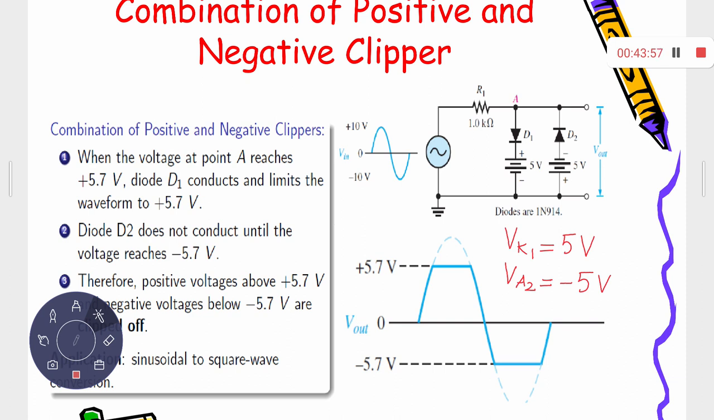Now, for the second diode D2, what happens in the positive half cycle? The anode is held at minus 5. If the cathode is held at something positive, there is no chance for D2 to be on in the positive half cycle. For diode D1, the cathode is held at plus 5. If the anode is greater than 5.7, then D1 will be on, forward biased, and the output will be clipped at plus 5.7. So when the input is greater than 5.7, the output is clipped at 5.7, and when the input goes below 5.7, D1 will be off again and the output will follow the input.